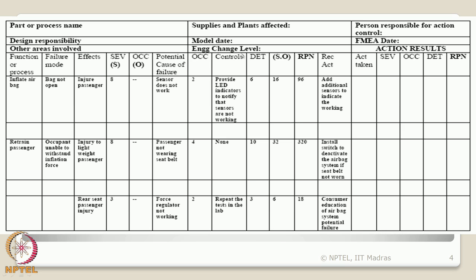If you have got any engineering changes done with respect to this model, you can always say what changes were done, at what dates and on what models. You can enter the details here. And this is the summary where we are going to show the action results.